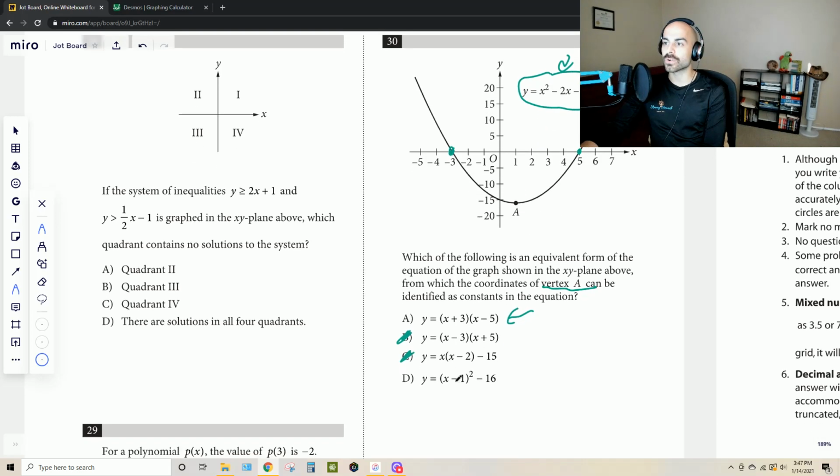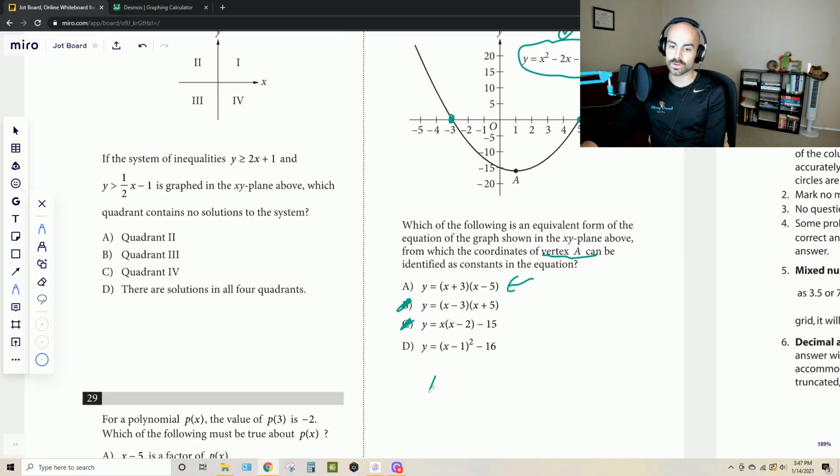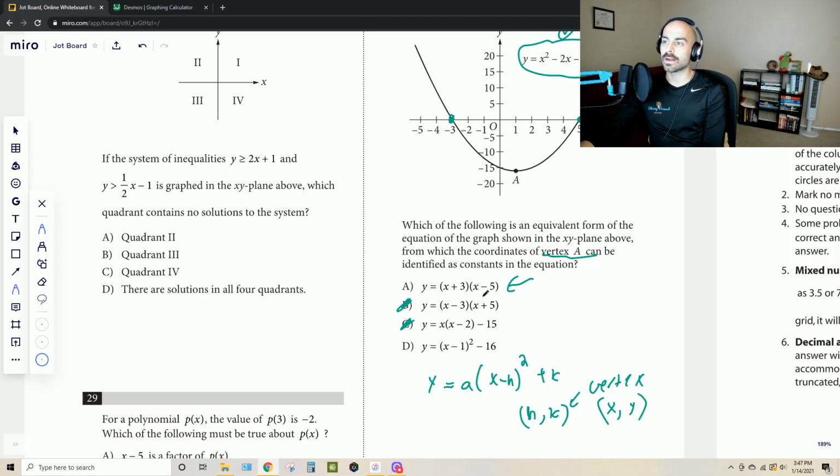D is in vertex form, and if we remember what vertex form is, it's y equals a outside of x minus h squared plus k, where h and k, I should have done that in capitals like I normally would do, but I'll keep rolling with the lowers. All right, that is your vertex coordinates, right? Your xy coordinates for your vertex. And we see that the only one that's really doing that is D.